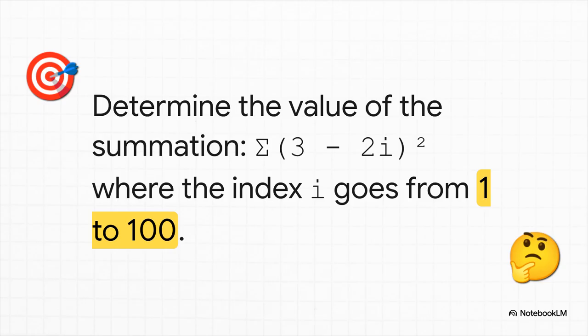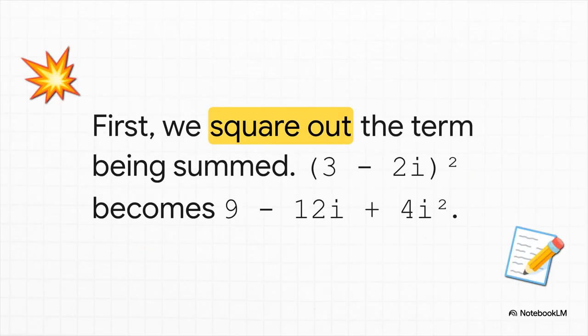Here's our challenge problem, courtesy of Paul's Online Math Notes. We need to find the sum of (3 minus 2i) squared for every integer i from 1 all the way to 100. Let's walk through it step by step. Okay, first things first. That squared expression inside is kind of awkward to work with. So our first move is just to do some basic algebra and expand it out. (3 minus 2i) squared becomes 9 minus 12i plus 4i squared. We haven't changed the value, we've just made it easier to work with.